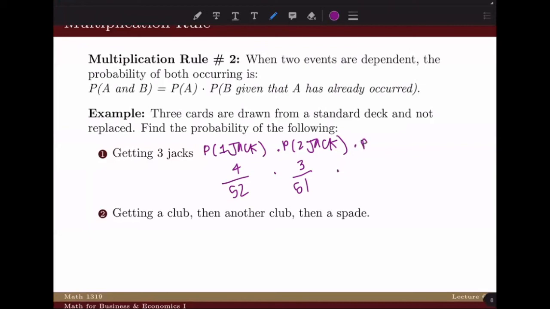The next is going to be the probability of drawing the third jack. So again, we are assuming we took 2 cards out of the deck and they are both jacks. That leaves only 2 jacks left in the deck and only 50 cards as well. So we have 4 over 52 times 3 over 51 times 2 over 50. This is going to be equal to 24 over 132,600, which does reduce to 1 over 5,525.